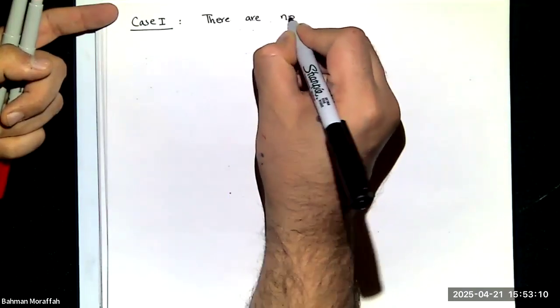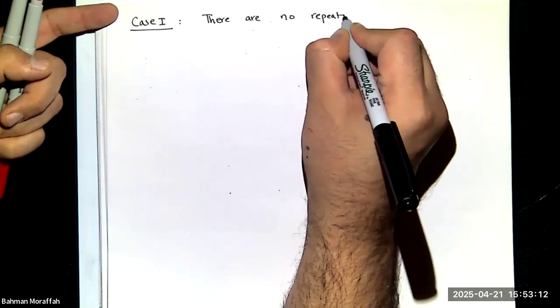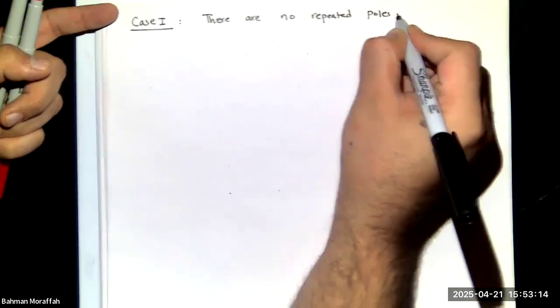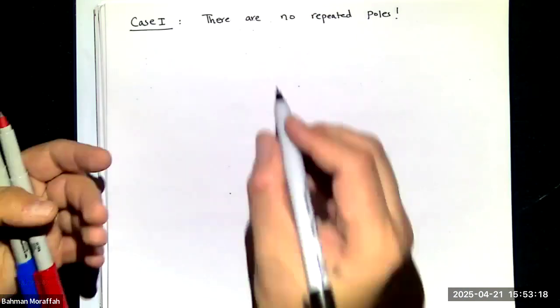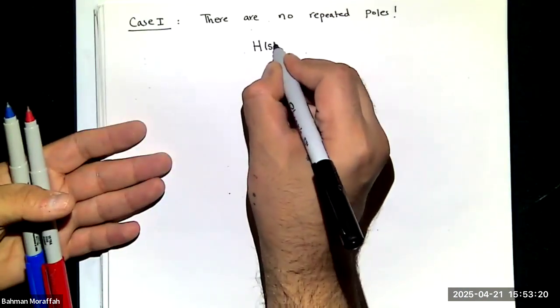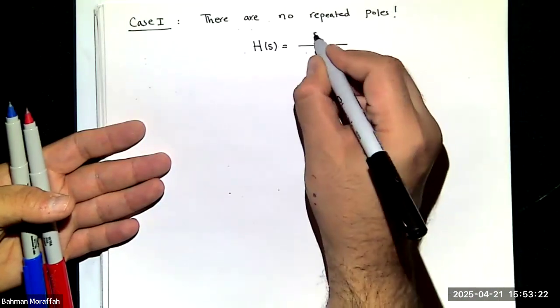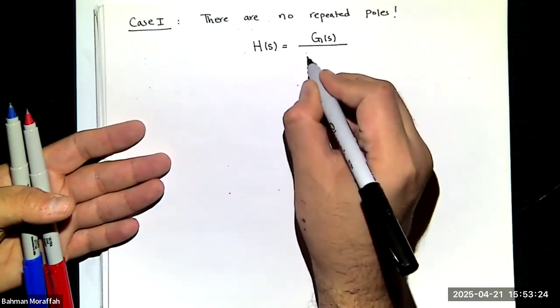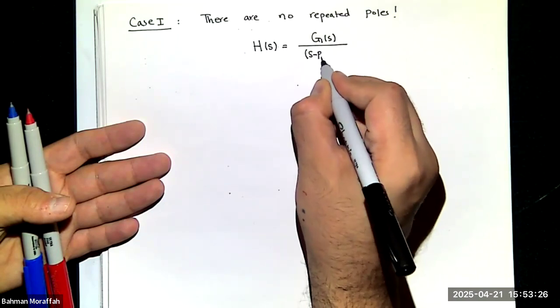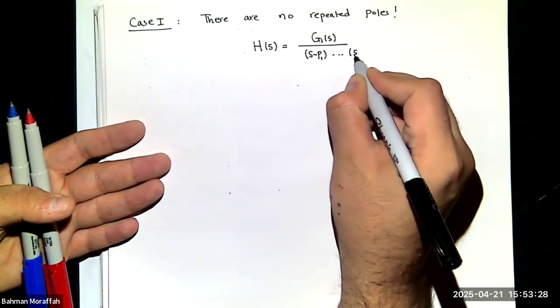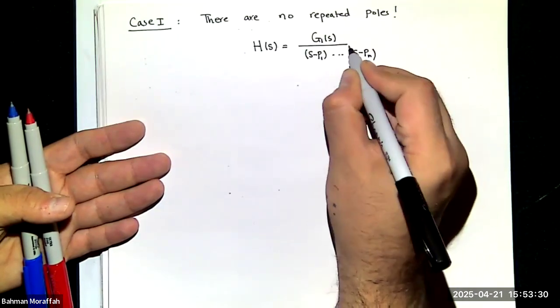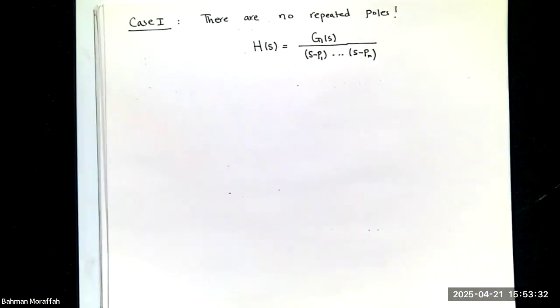There are no repeated poles. What this means is that I can write H(s) as G1(s) divided by (s minus p1) all the way to (s minus pn). Right? That's what it means. All the poles are distinct, and they're p1 through pn.